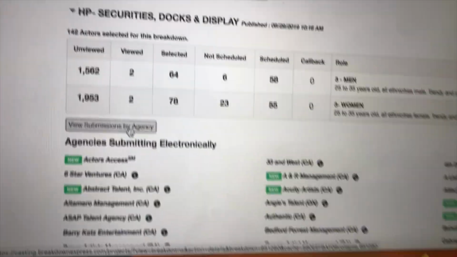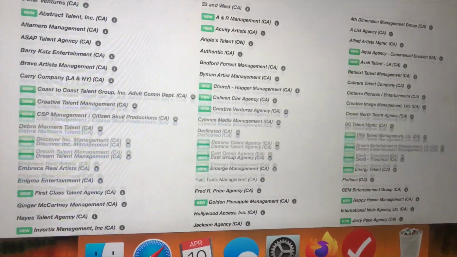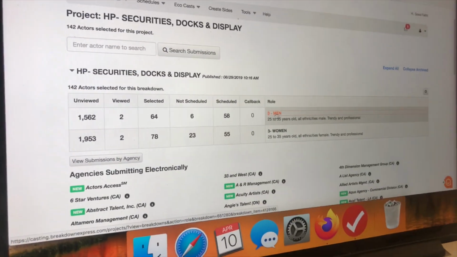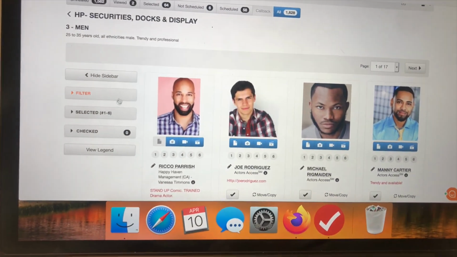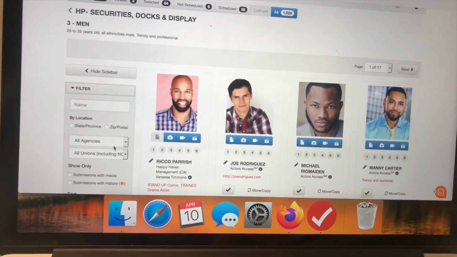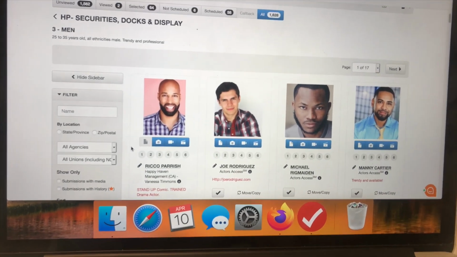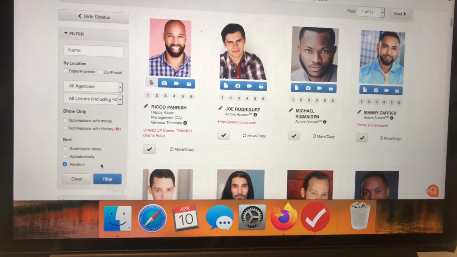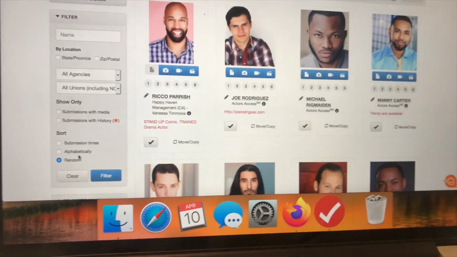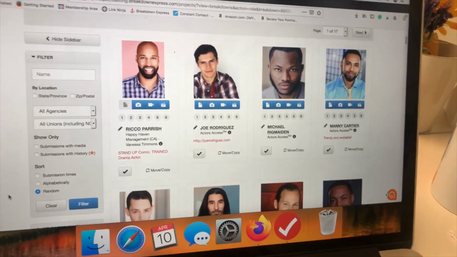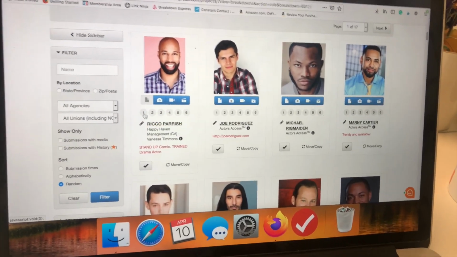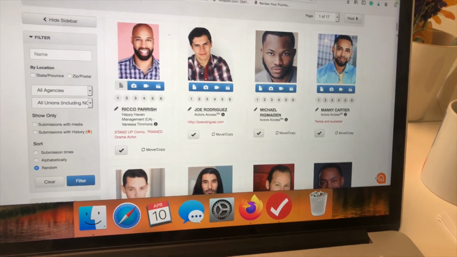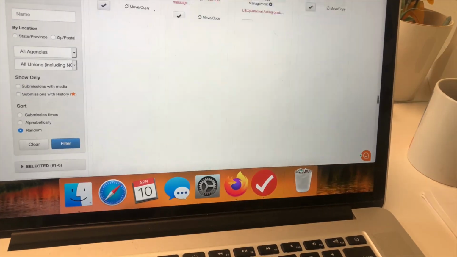What I can do is I can look by agency if I want. Now, when I select the role, it populates all of the people who submitted. Now, I do have a couple options. I can filter this by agency, by union. This was a non-union project. I can do by submission times, alphabetically, or random. Unless I'm looking for something in particular, I really don't play around with that unless there's a certain agent I really want to look at first. So I go through here and I can select whatever number I want if I want to see them, and I go through. And let me just show you.